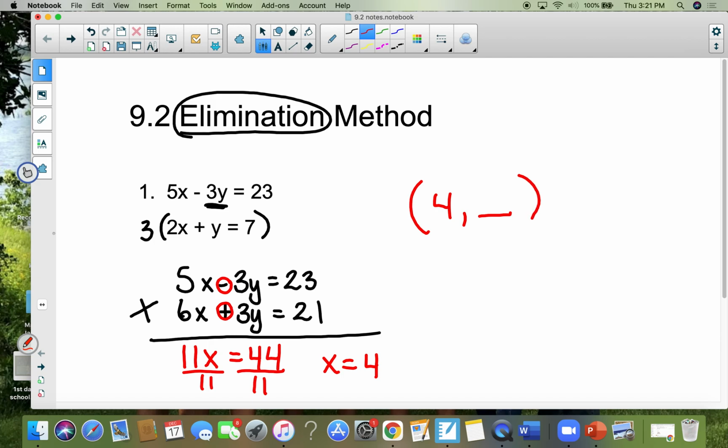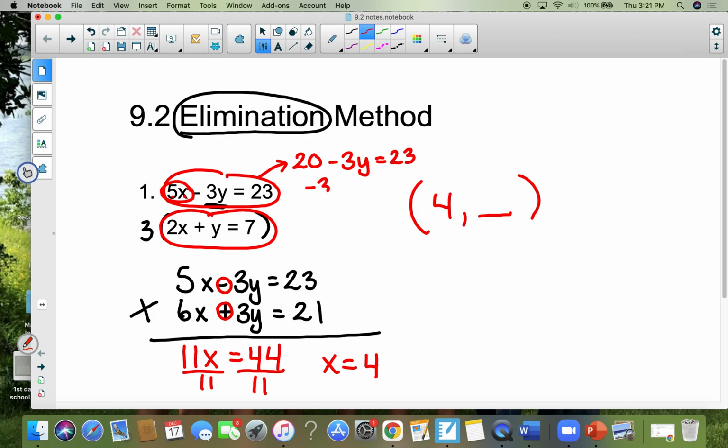You can just plug x into any one of these equations. You can put it up into this one or back into this original problem. I'm just going to put it back up into this one. So if x is 4, 5 times 4 is 20, minus 3y equals 23, -3y equals, subtract 20, I get 3, divide both sides by -3, y equals -1. What this means is that this answer needs to work in both equations. So you could easily check it on the test if you really wanted to.